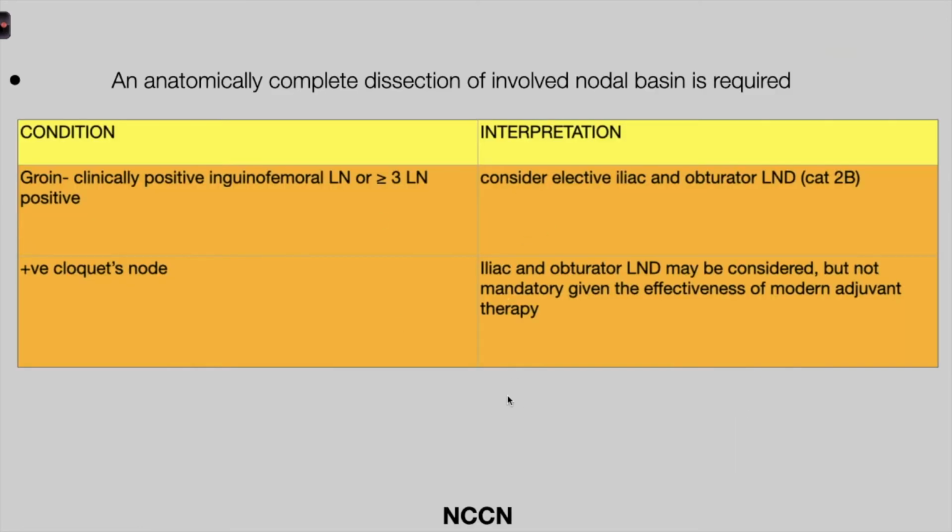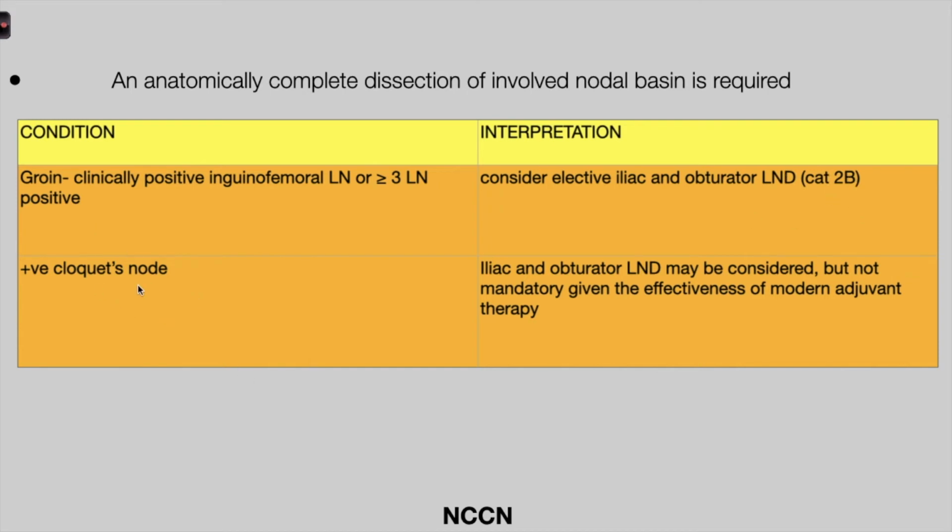This is a chart from the NCCN showing that if a patient is presenting with three or more positive lymph nodes in the groin, then we should consider elective iliac and obturator lymph node dissection. But its category recommendation is 2B, that is low evidence, but they agree that we can go for this.